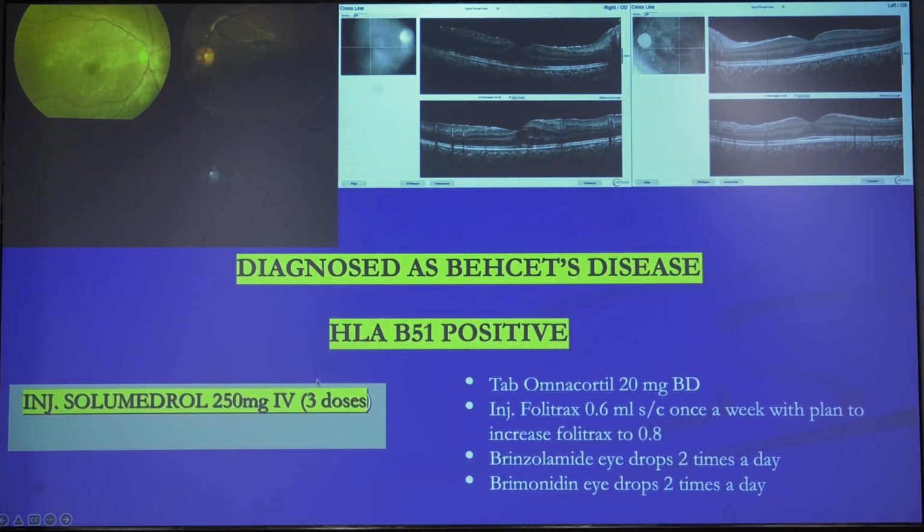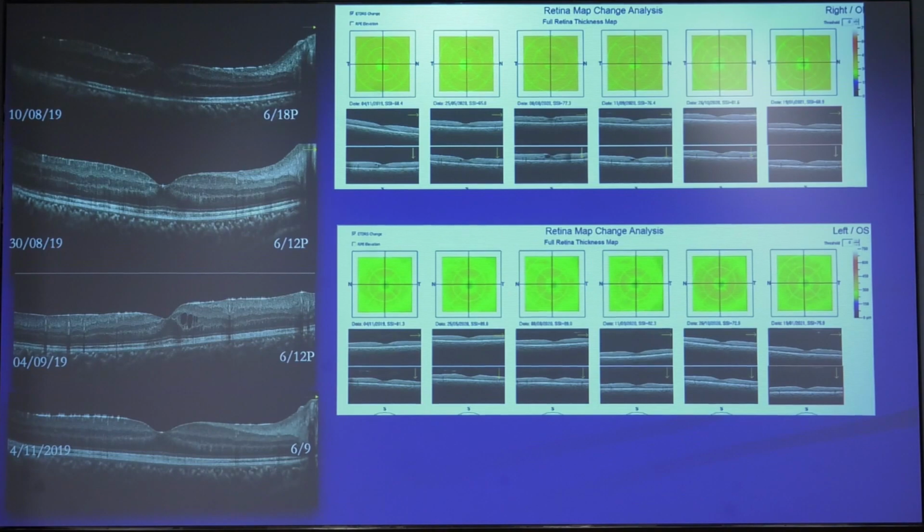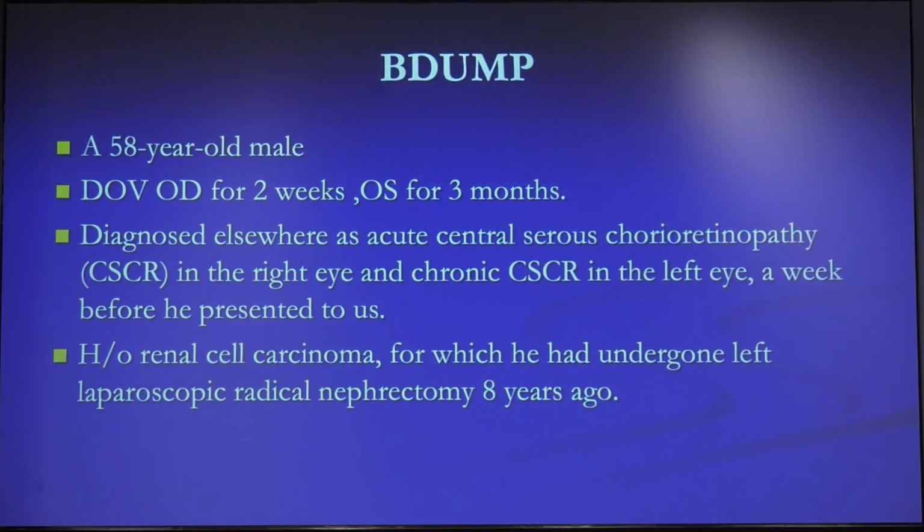Diagnosed as Behçet's after an HLA-B51 positive result, treated with IV Solumedrol, and then followed by mycophenolate and Folitrax. And this is how it resolved.